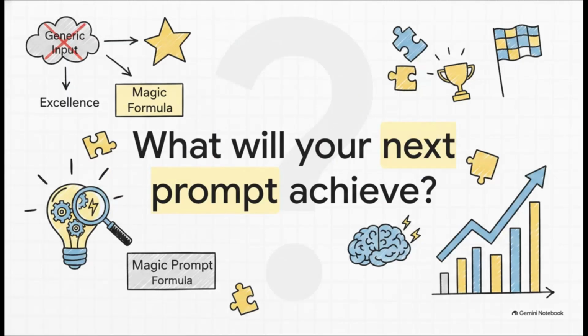So, we've explored the massive problem with generic inputs, we've nailed down the magic prompt formula basics, and we've even seen how to automate the whole thing so the AI does all the heavy lifting for you. Now that you know the formula, what will your next prompt achieve? It is officially time to stop settling for mediocre AI outputs and start demanding excellence. Try applying the magic prompt formula to your daily workflow and just see the difference for yourself.